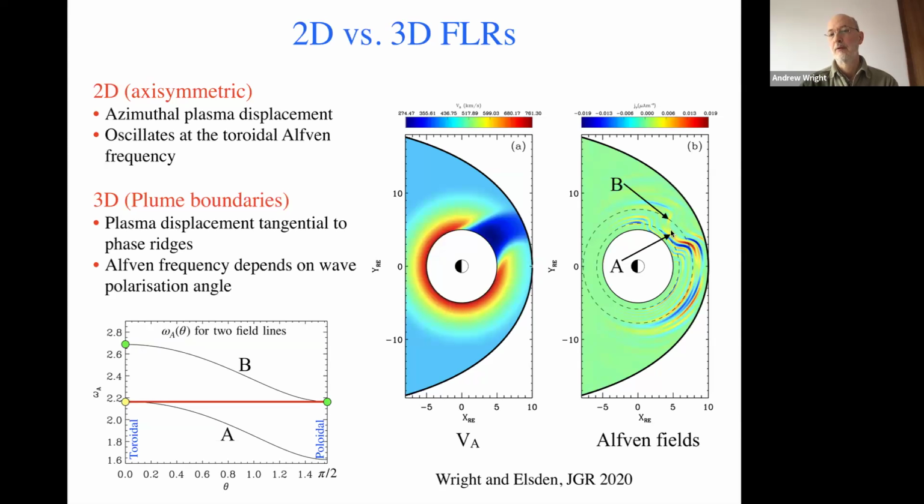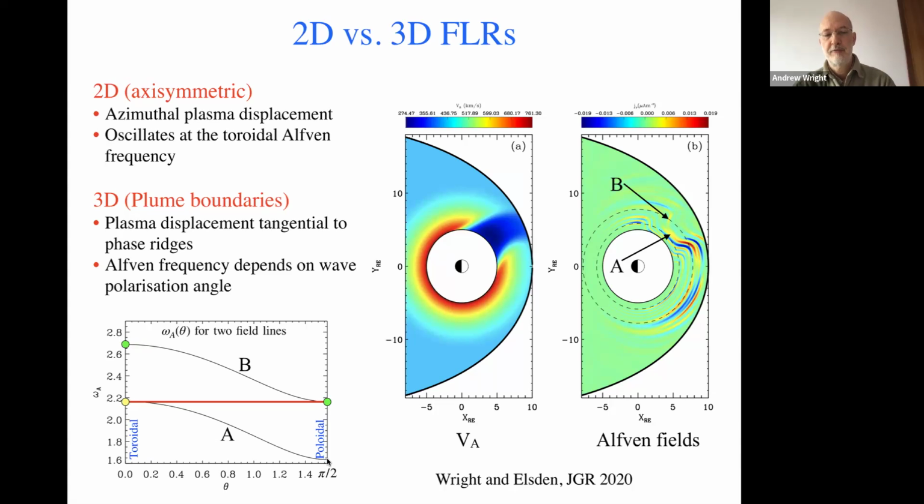Whereas if I take the same field line and ask what happens if the Alfven wave oscillates in the radial or poloidal direction, well, Jim Dungey solved this back in the 60s. He wrote down the toroidal wave equation and the poloidal Alfven wave equation, and they have different values. So for a single field line, you'll get two different frequencies for the poloidal and the toroidal. That's shown here for field line A. Here's the toroidal frequency. Then you go to pi by 2, which is now plasma displacement in the radial or poloidal direction, and you get a frequency of like 1.7-ish.